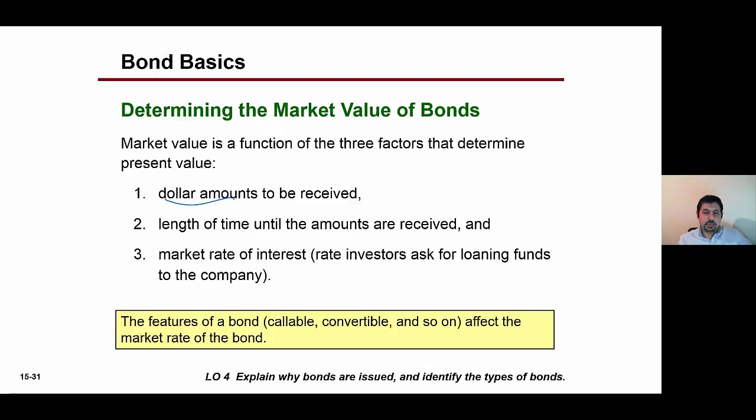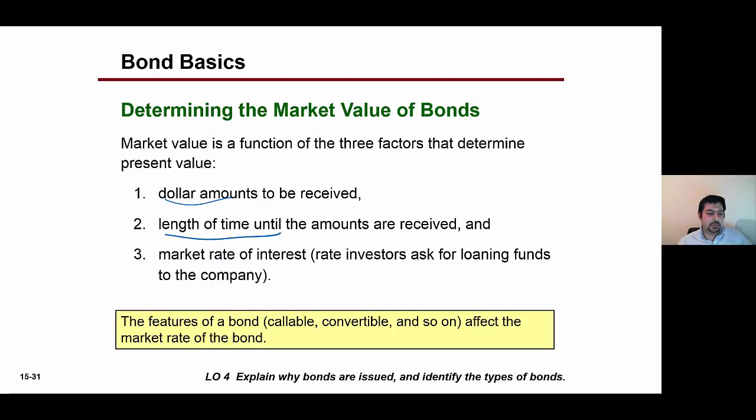The other one depends on the maturity date. This is basically how long it will take until maturity date. For example, a bond that will mature in 10 years will be different. The value of that bond will be different from a bond that will mature next year. So this is the length of time until the amounts are received, depending on the maturity date.